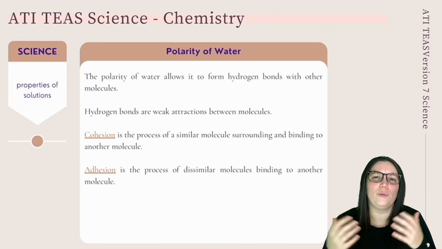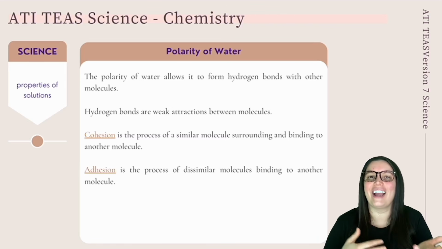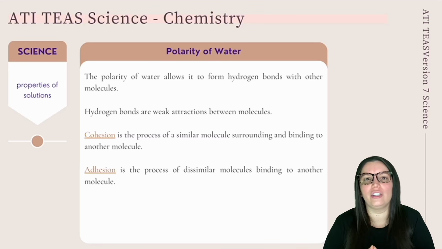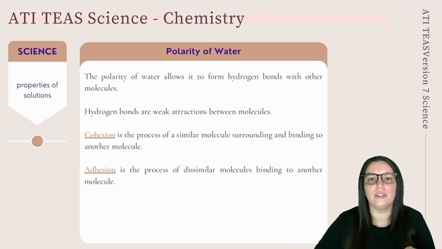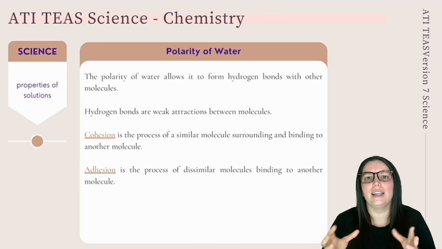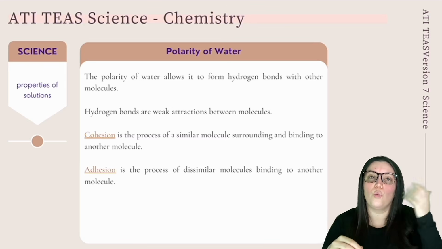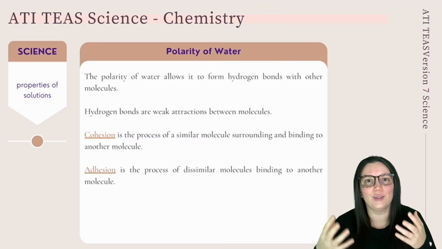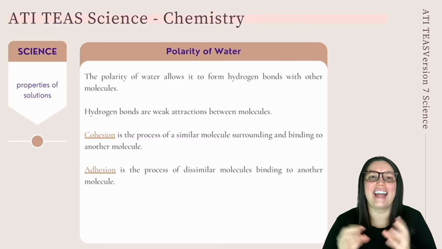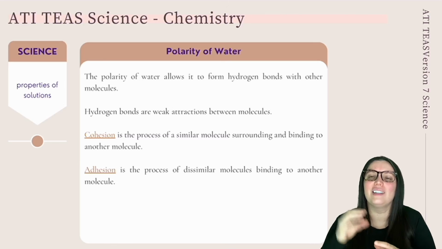Hydrogen bonds are really weak attractions between molecules. This can either be through cohesion or adhesion. When it comes to cohesion, this is the process of similar molecules surrounding and binding to another molecule. So water molecules can surround and bind with other molecules because of that polarity of water. Water is going to attract water. Whereas with adhesion, this is the process of dissimilar molecules binding with another molecule. So water molecules combine with other molecules because of that polarity.